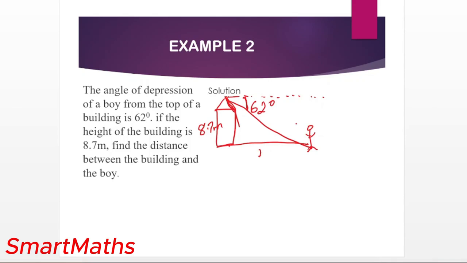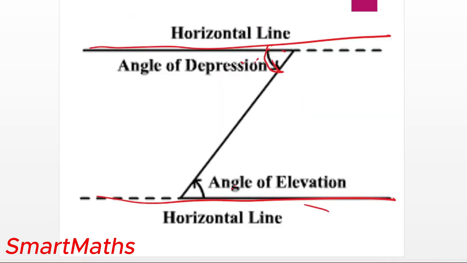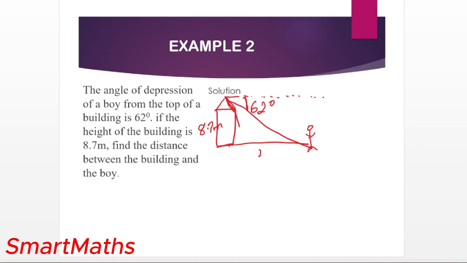So sketching this out, if the angle of depression is this, then the opposite of it is the angle of elevation. That is the reason why this will be equal to 62 degrees. I hope I'm making sense. If you bring out the diagram, this is a right angle triangle. This is 8.7, and this is what we are looking for.